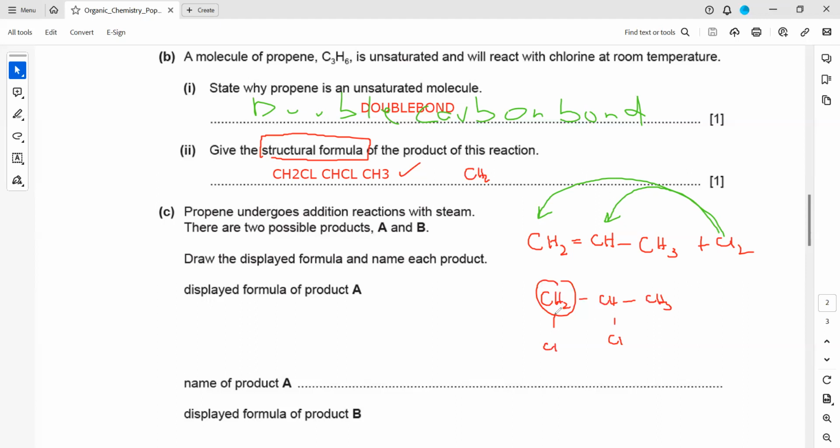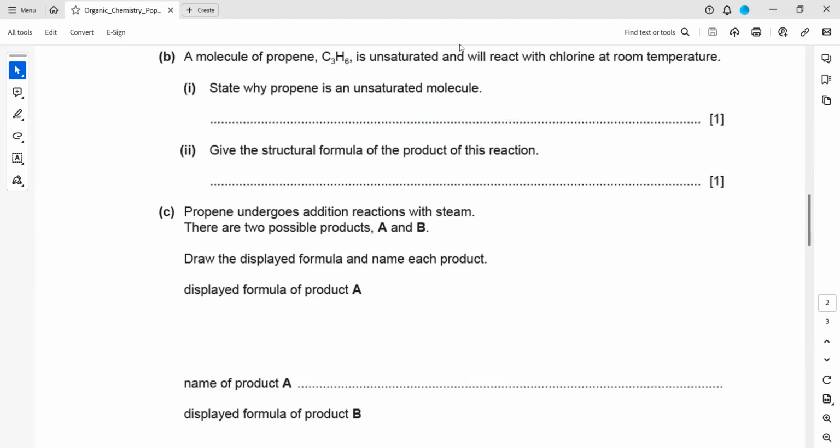Next, connected with CH2 is Cl, so we write Cl. Then next to that is CH, and with this CH another Cl is connected, and the last one is CH3. So this is a structural formula of the product. You can draw it the other way around, it won't make a difference. You can show it with a gap or without a gap in a structural formula.